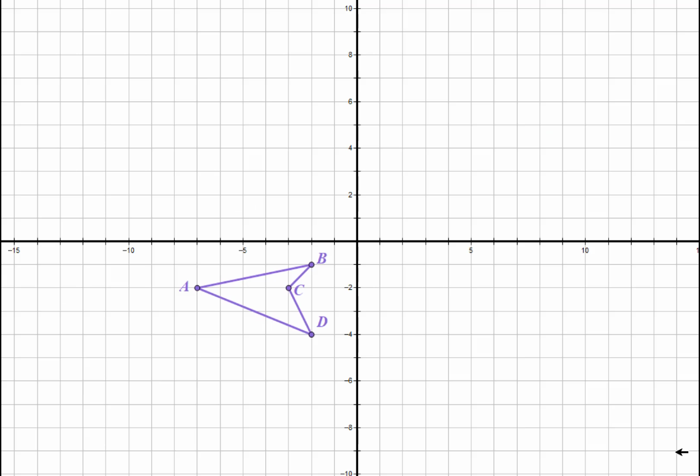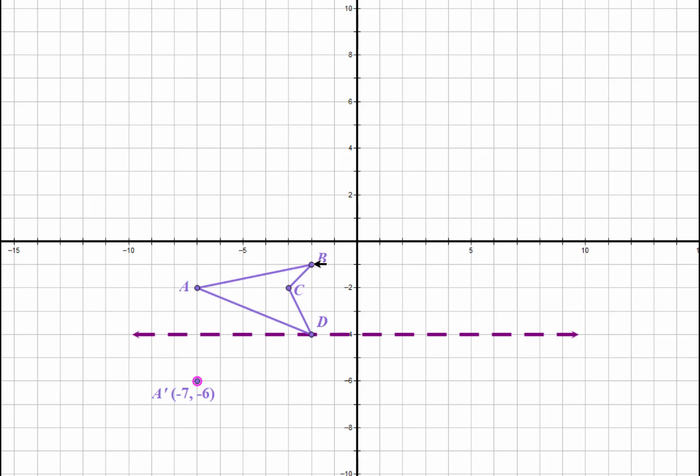Okay, so here we have our image, and the first thing we want to do is to graph the line of reflection. For this one, our line of reflection is y equals -4. So I'm going to graph y equals -4. Okay, so here's our line. If you notice, point A is 2 units above the line, so when we reflect it over the line, it's going to be 2 units below the line.